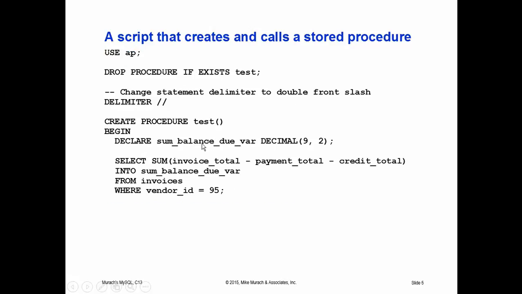So we're declaring a local variable in here called SumBalanceDue, a var. It's a decimal of 9,2, which again means that the biggest value it can hold is $9,999,999.99. Alright, then we're saying give the sum of the invoice total minus the payment total minus the credit total. So give me the sum of all that. Put that into this variable that we just created, but only do it from the invoice where the vendor ID is 95.